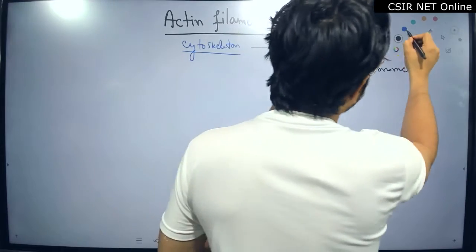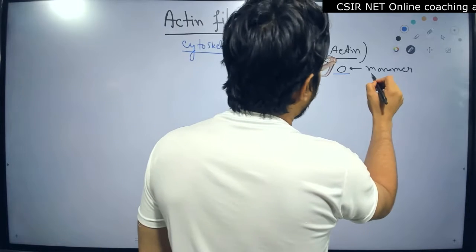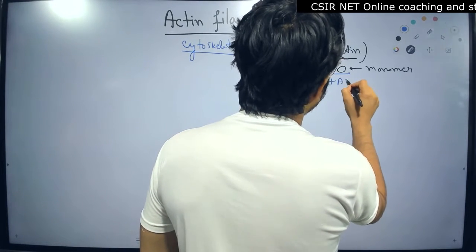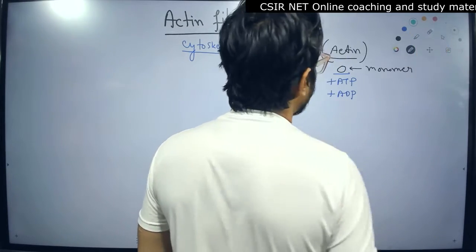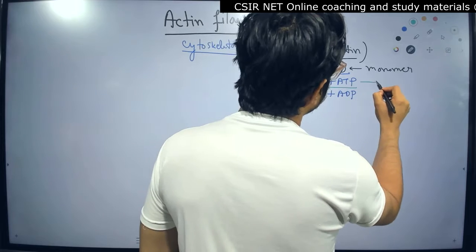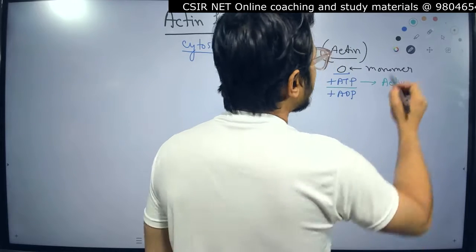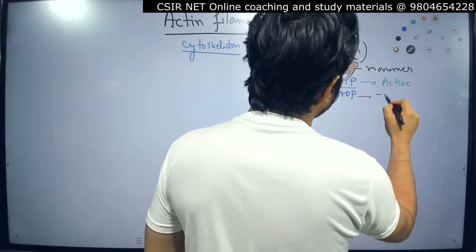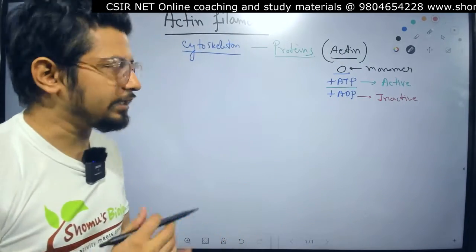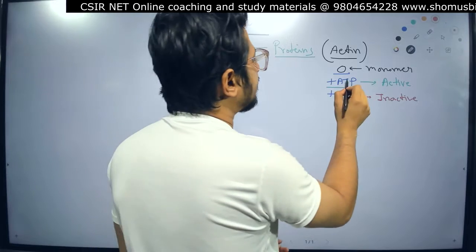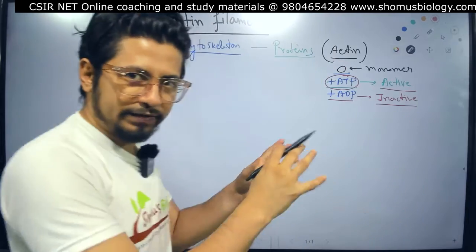Now, this actin protein cannot function without ATP. So, the actin monomer can either associate to ATP or it can associate to ADP. Both of these are possible. If the actin is associated to ATP, that is known as the active monomer of actin, and if it is associated to ADP, then it is inactive. It is the inactive part of the actin filament. So, when the actin monomer is associated to ATP, that is known as the active part of the actin. When it is associated to ADP, known as inactive part of the actin.